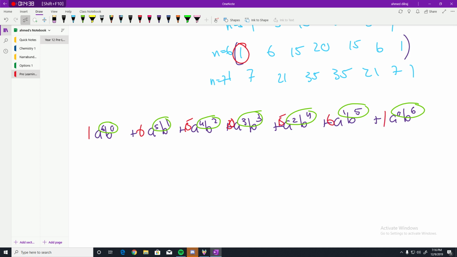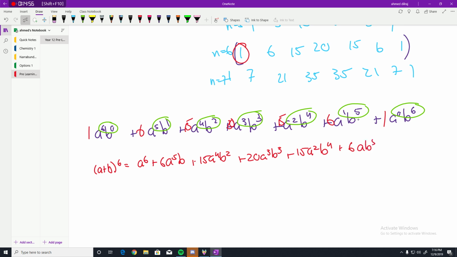And then 1. So a plus b to the 6 is equal to a to the 6 plus 6a to the 5 b plus 15a to the 4 b squared plus 20a cubed b cubed plus 15a squared b to the 4 plus 6a b to the 5 plus b to the 6. Does that make sense?